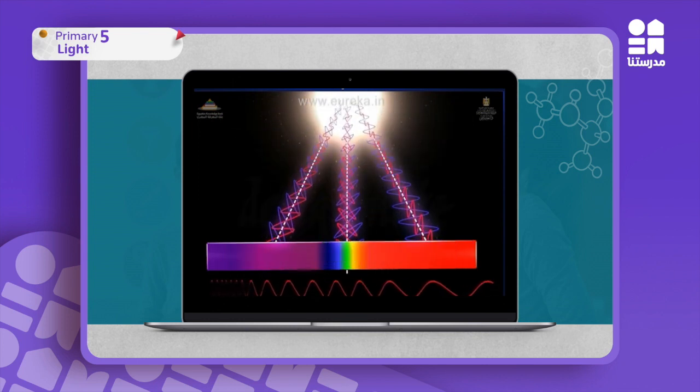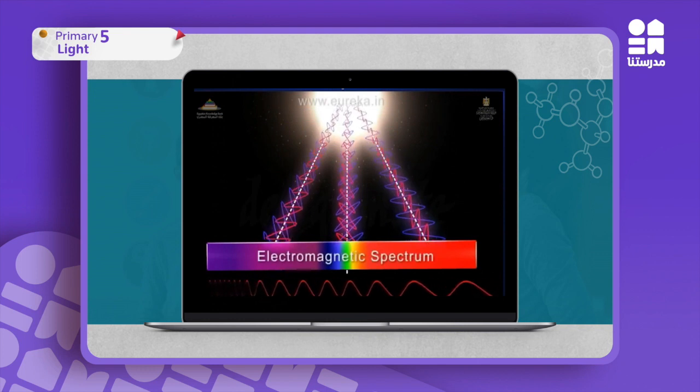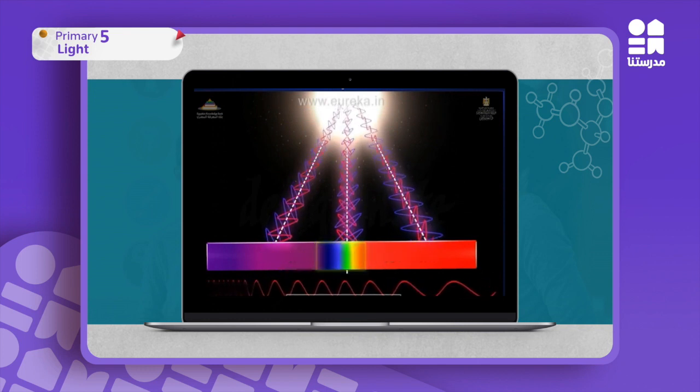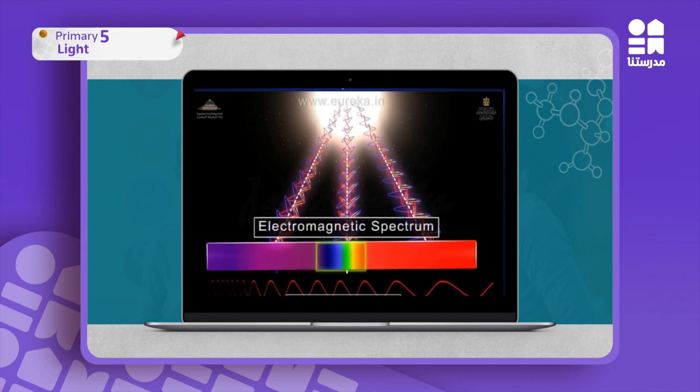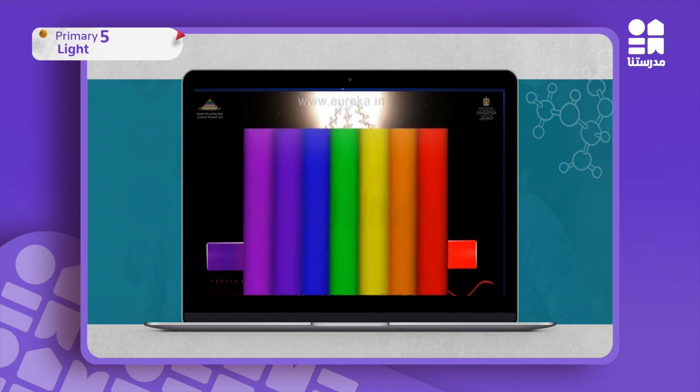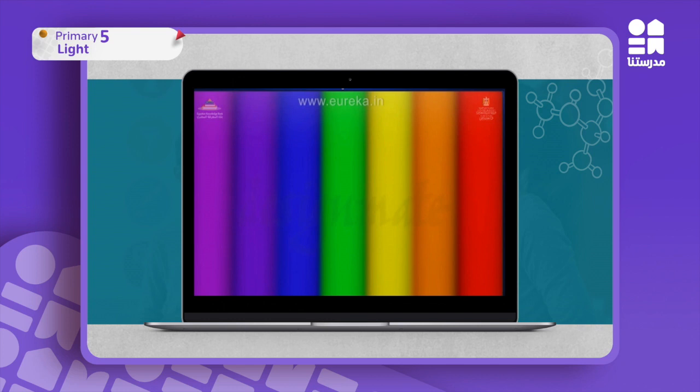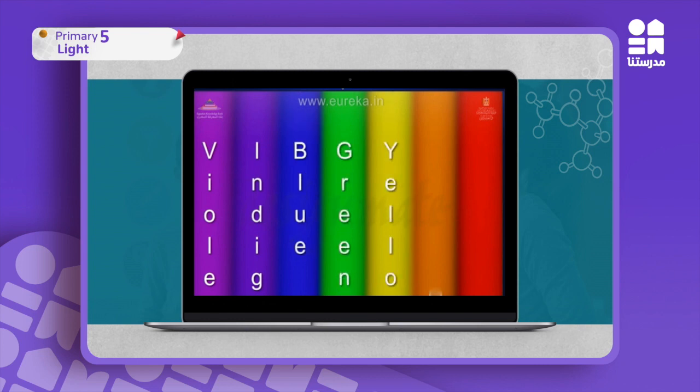Sun's rays comprise of various electromagnetic radiation, which form the electromagnetic spectrum. Visible spectrum is the smallest part of the electromagnetic spectrum. In a visible spectrum, colors are aligned from the left in the order violet, indigo, blue, green, yellow, orange, and red.